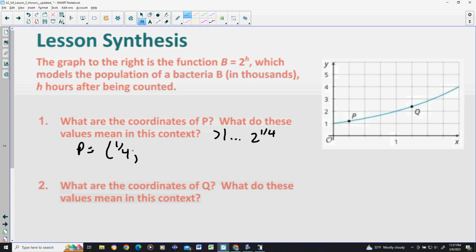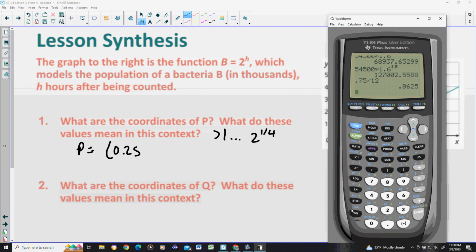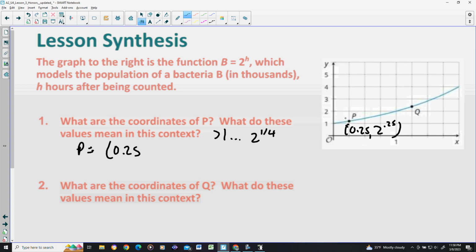So to make this easier, we'll do 0.25. Okay, so the coordinates of this point is going to be 0.25, and then the y coordinate is going to be 2 to the power of 0.25. And so let's find that number, right? 2 exponent 0.25, 1.19. And that makes sense because it's a little higher than 1.